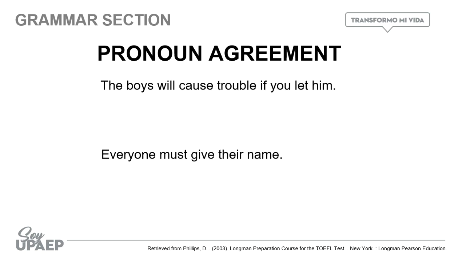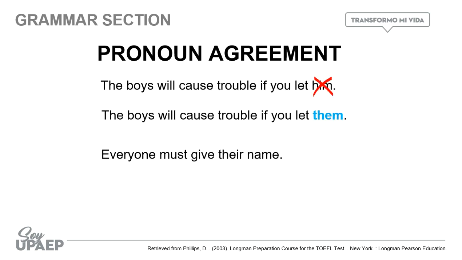In the first case, the boys will cause trouble if you let him. The problem is that there is no agreement. If you notice, you are using boys, that is plural, that is they, and then at the end you are using him, that is singular, that is he. So how can we correct this? By saying, the boys will cause trouble if you let them. Doing this, there is agreement between the boys and them.